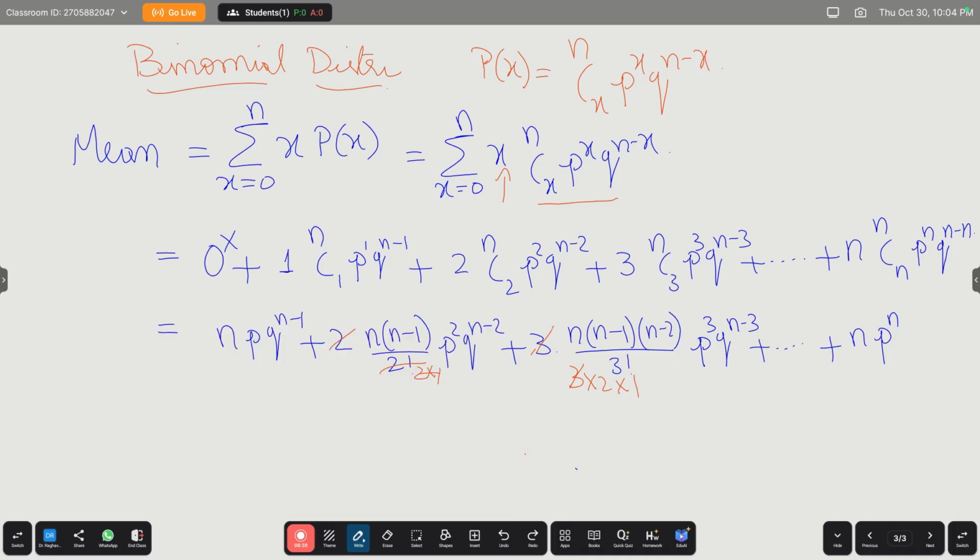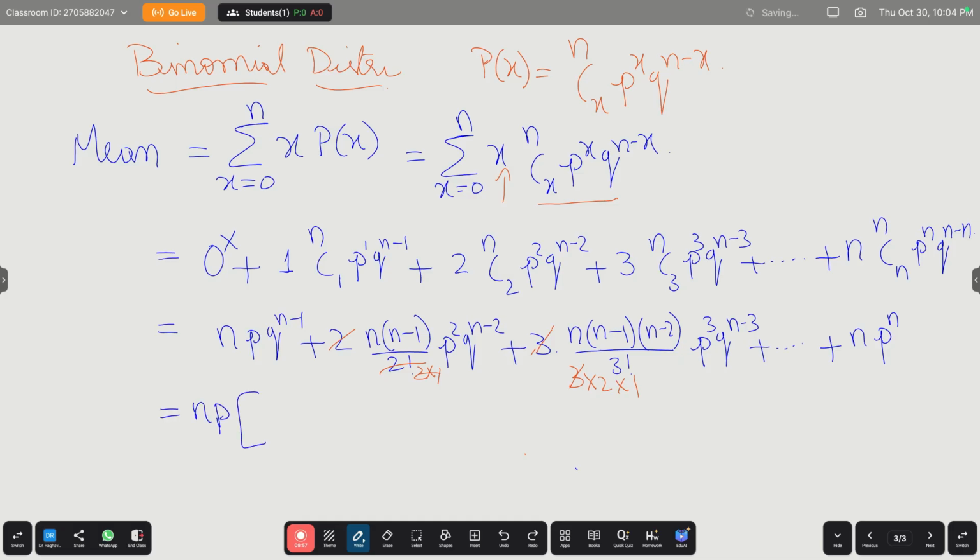Observe carefully for the common term. In every term, n is common. And not only n, p is also common. q is not common because q is not present in the last term. So only n and p are common. So what I'll do is take out n and p.